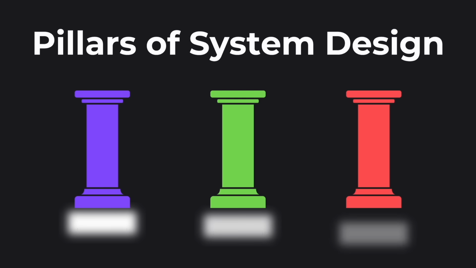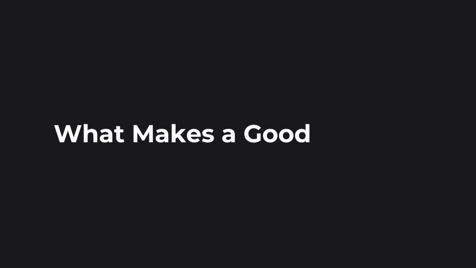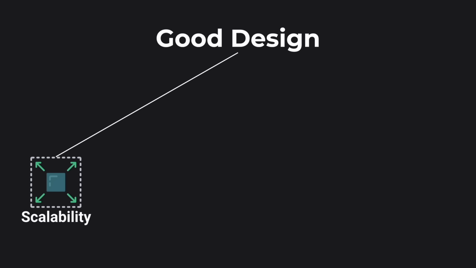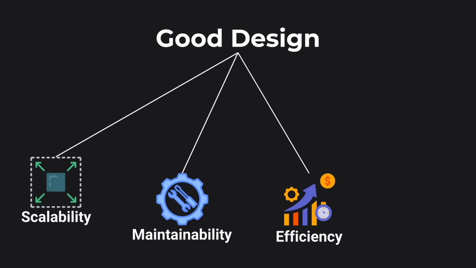In this section, let's understand the pillars of system design and what it really takes to create a robust and resilient application. Now, before we jump into the technicalities, let's talk about what actually makes a good design. When we talk about good design in system architecture, we are really focusing on a few key principles. Scalability, which is our system growing with its user base. Maintainability, which is ensuring future developers can understand and improve our system. And efficiency, which is making the best use of our resources.